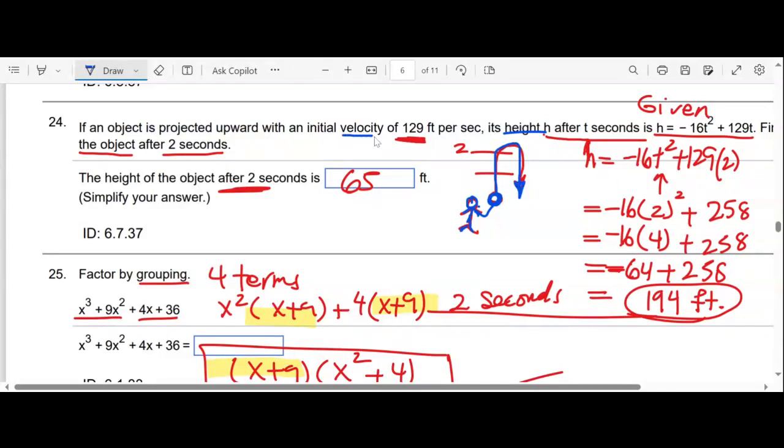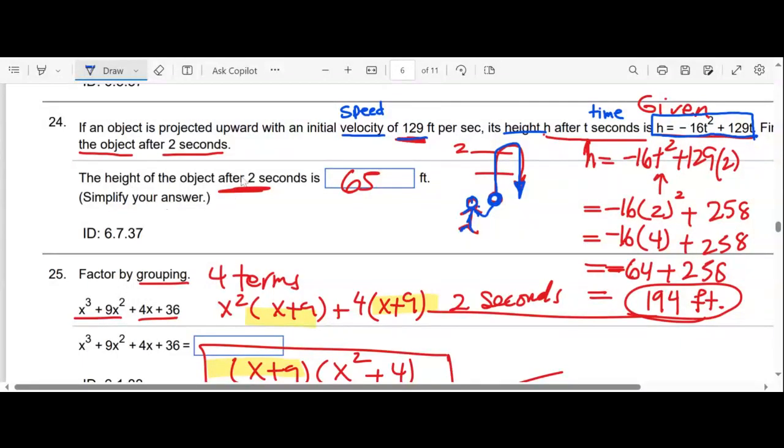What's the velocity? Velocity means speed, right? Yes. The speed, how much? 125 feet per second. Its height is what? And t is what? Time. So h is a height, t is time. He's giving you a formula here. Do you see this formula? What is the formula? H equals negative 16t squared plus 129t.